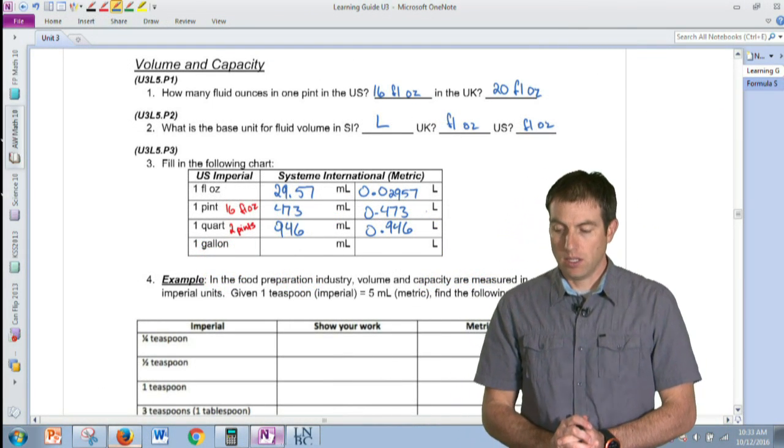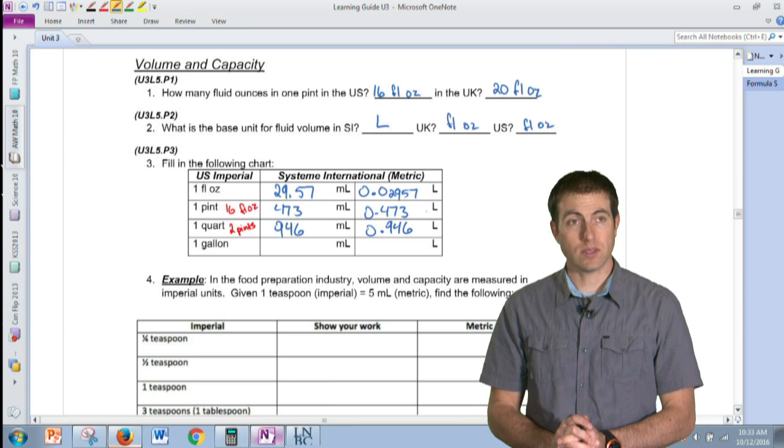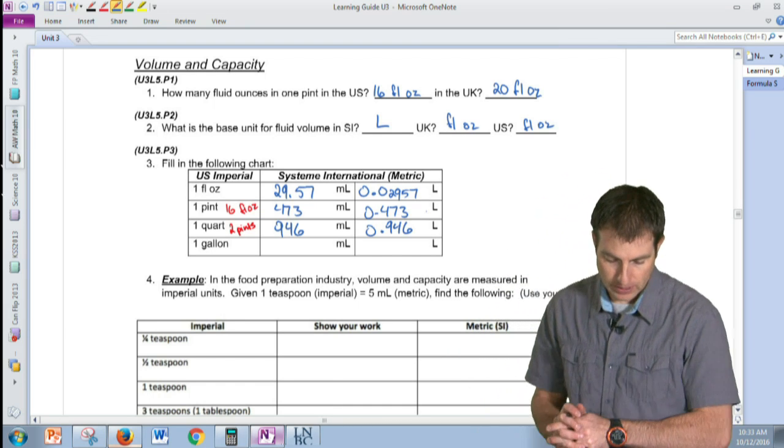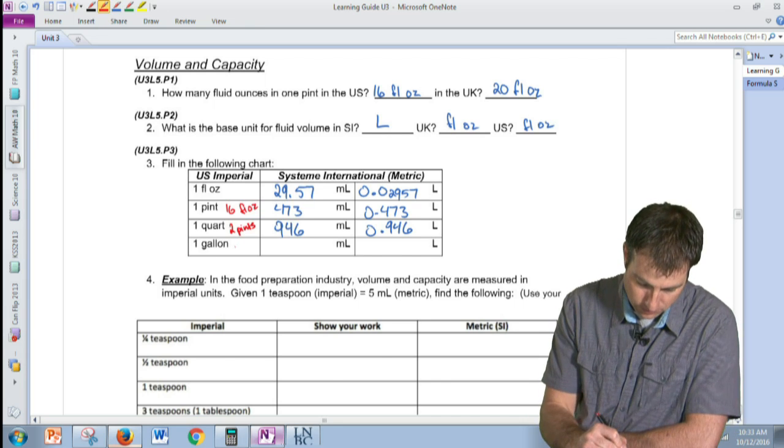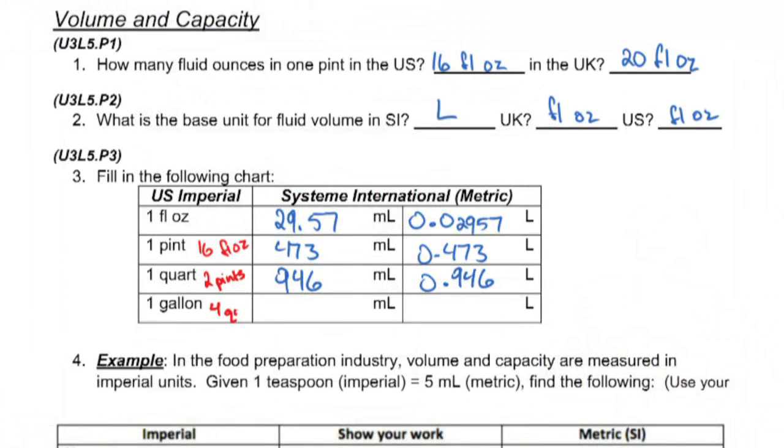And then we go from quarts to gallons. And it turns out that there are 4 quarts to the gallon. So we just need to multiply this 946 by 4, and we get 3,785.